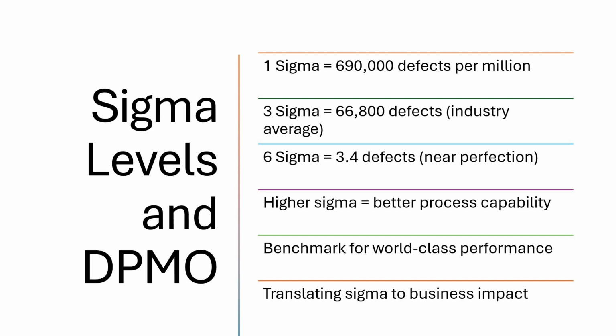So what are all the levels we have seen here? 1 Sigma, 3 Sigma, 6 Sigma. 1 Sigma has 690,000 defects per million. 3 Sigma has 66,800 defects, which is the industry average. Then comes Six Sigma with 3 or 4 defects, which is near perfection. That's what we learned in the slide.